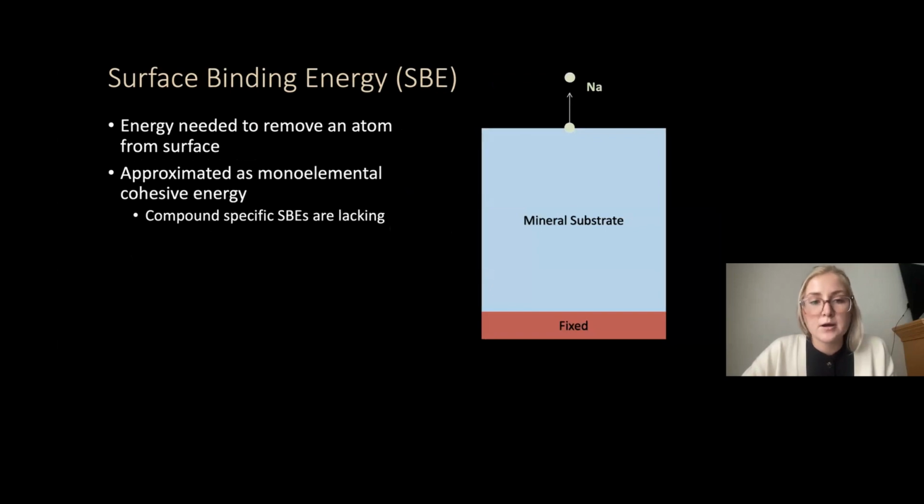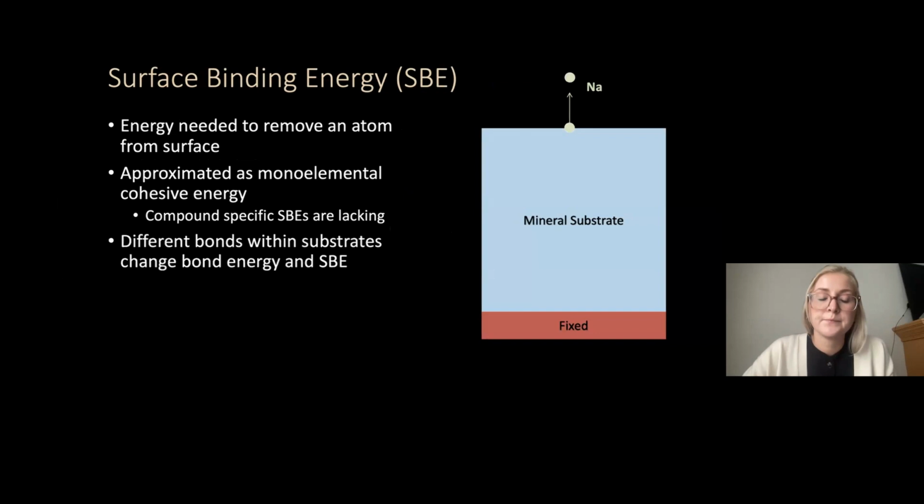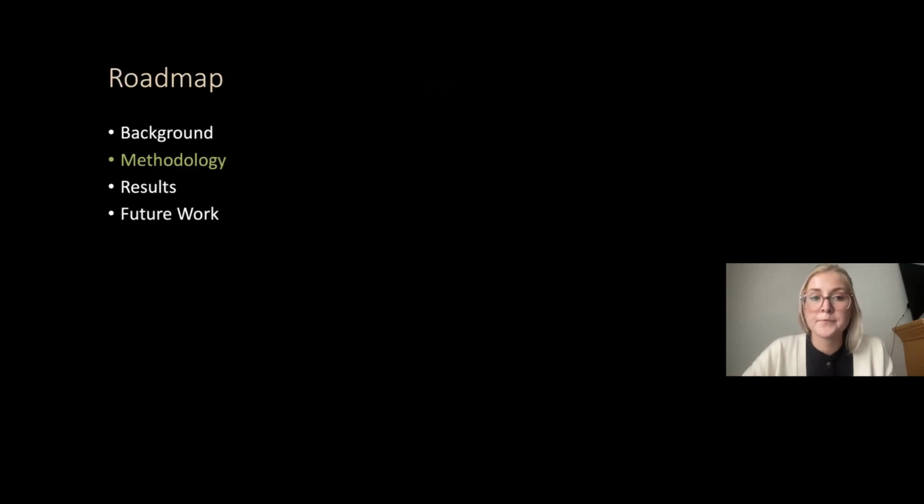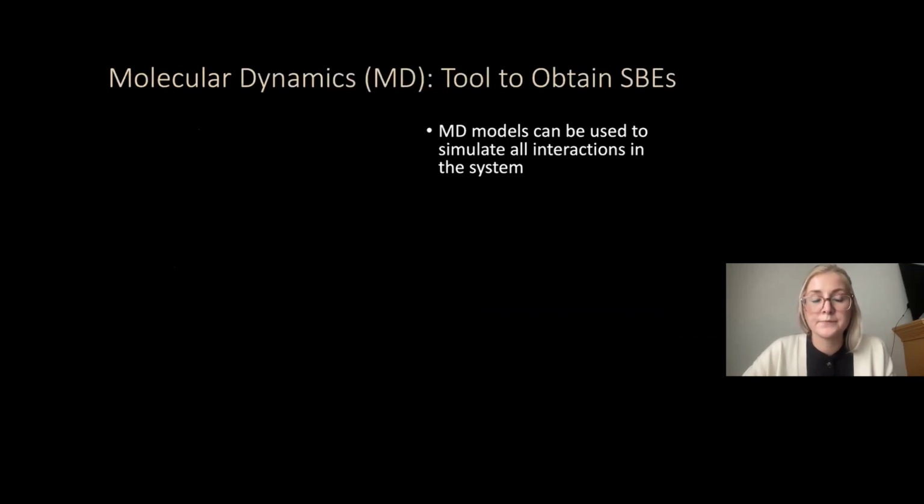And it is often approximated as the monoelemental cohesive energy, which works for pure surfaces but doesn't make sense for compounds. The different bonds found within multi-elemental substrates change the bond energy and subsequent SBE. Therefore, we need a way to determine accurate SBE values in order to obtain accurate ejection process models. Which brings me to our methodology.